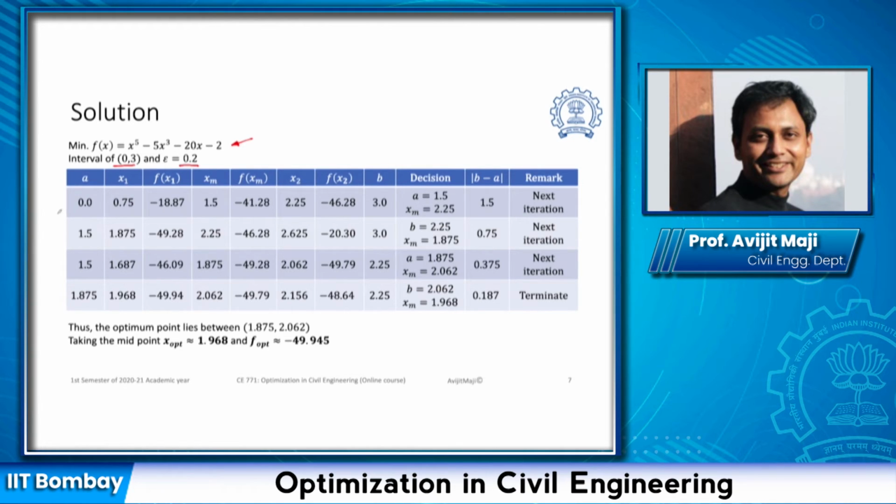So now we know the lower boundary is 0.0 and the upper boundary is 3.0, and our middle point is 1.5. The first quarter point is 0.75 and the second quarter point is 2.25. We find out the function values at these three locations.